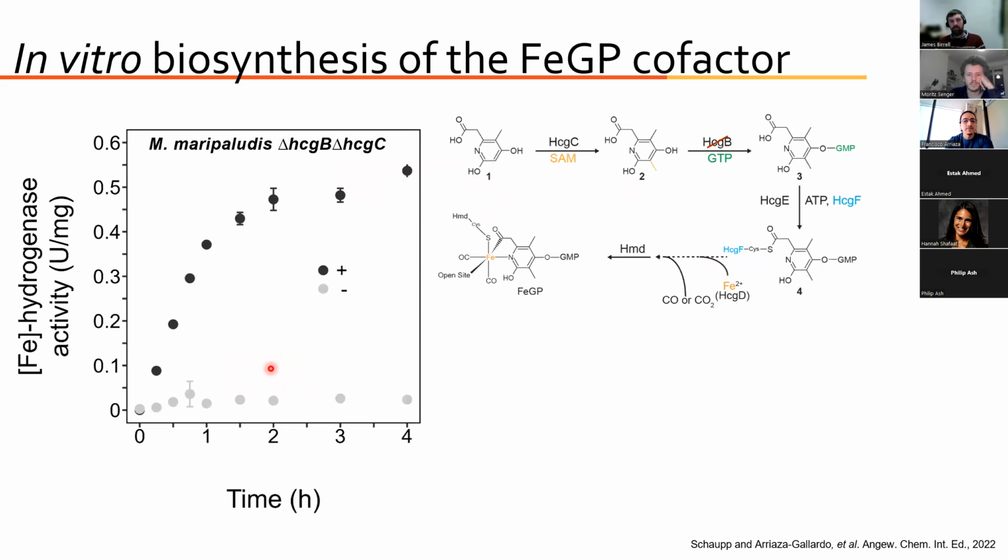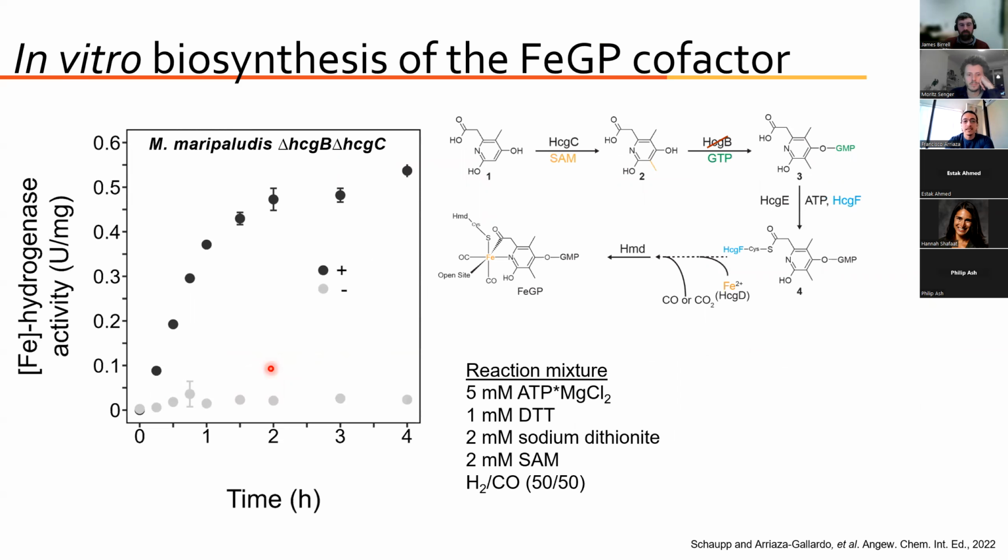We developed this assay by using cell extract of different Methanococcus maripaludis mutants, in this case the hcgB mutant, and adding several small components: ATP, DTT, sodium dithionite, and S-adenosyl methionine for the radical SAM enzymes or the methyltransferase. And we incubate in an atmosphere of hydrogen, argon, and carbon monoxide. If we remove carbon monoxide from this specific system, the activity obtained is less than 30%.